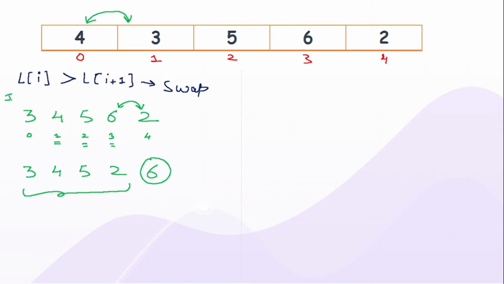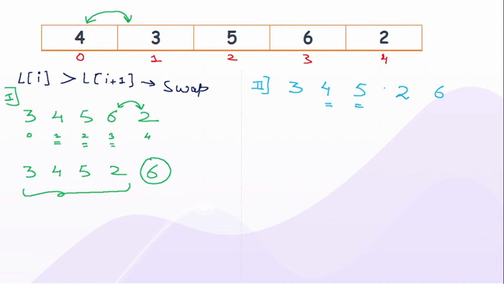I call this my first iteration, and now the second iteration begins. The list that we have now is 3, 4, 5, 2 and then 6. Since 6 is already at its correct position, we will traverse only from 3 to 2. Again, I'll start with the first number and compare it with the next number. Since 3 is smaller than 4, we will not swap and we'll move ahead. Now I'll compare 4 with 5. Again, since 4 is smaller than 5, I will not swap and I will move ahead. Now I'll move to 5 and compare 5 with 2.